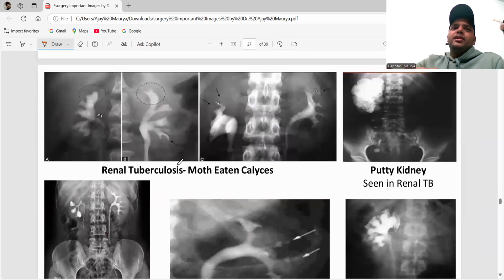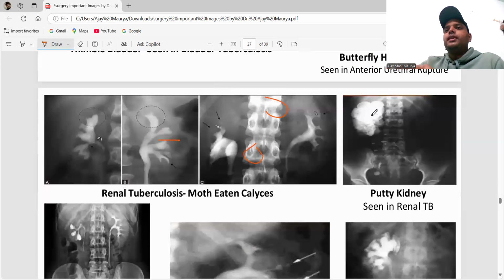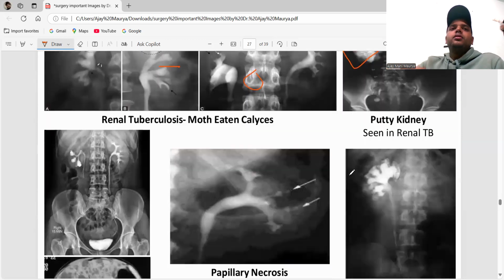See, this is renal tuberculosis. It's moth-eaten calyces. See, in renal tuberculosis, it's the putty kidney. This is the putty kidney.